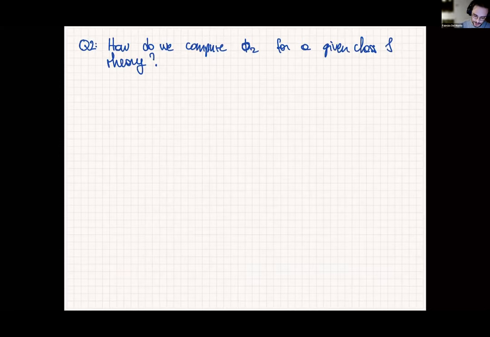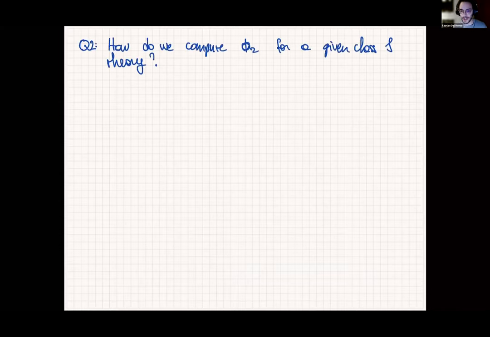Are there any questions up to this point? I will go on. And the determination of this quadratic differential brings us to the relation between class S theories and Hitchin systems.